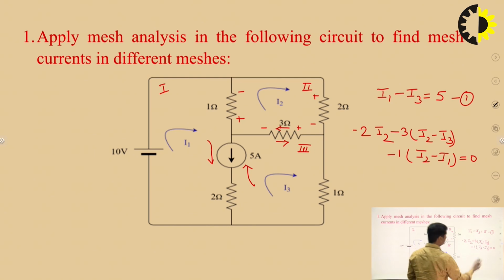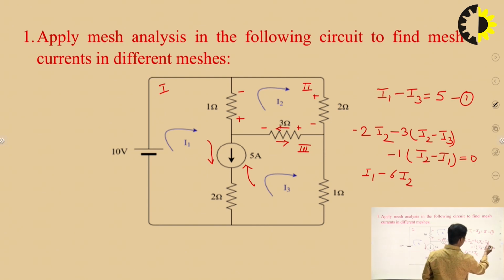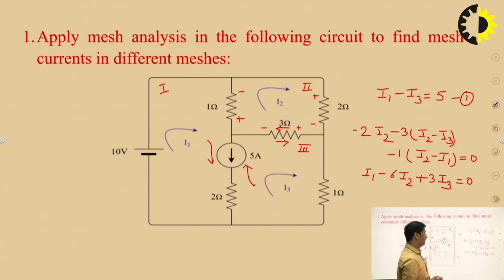Now we can solve this equation. So we can write here I1, then 2I2, 3I2, 5I2 and 1I2, that is 6I2, minus 6I2: 2 and 3 is 5, and 1 is 6. Then for I3, we have 3I3 plus 3I3, equal to 0. So this is our second equation, equation number 2. This is first, this is second.